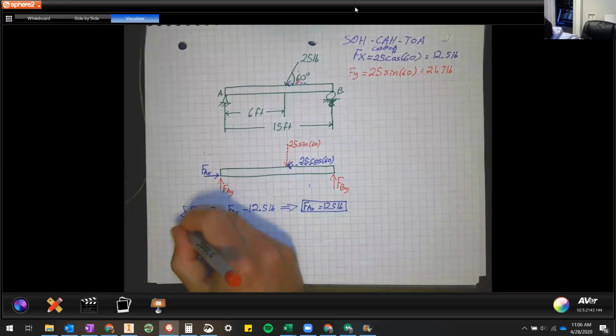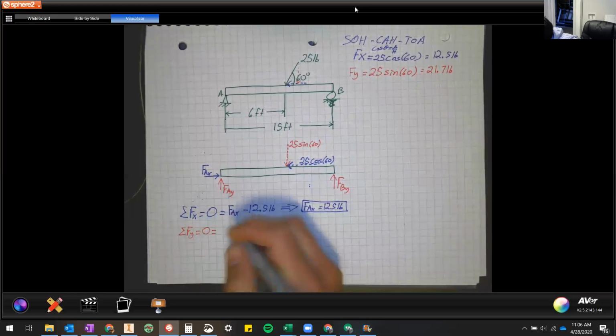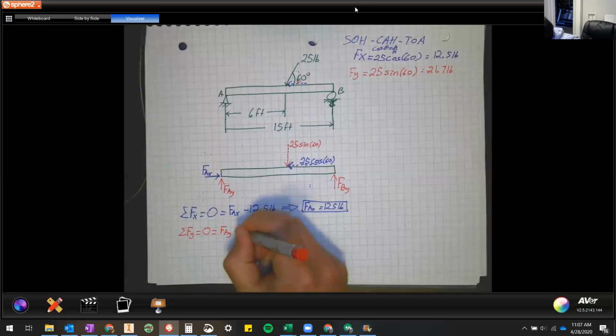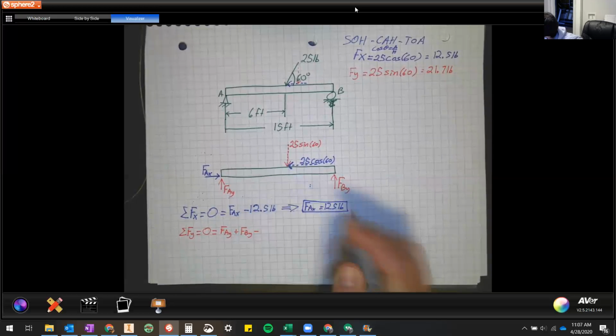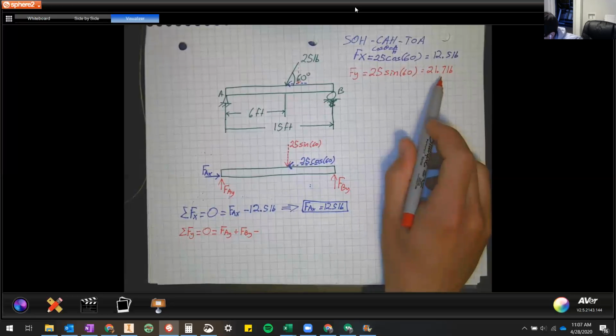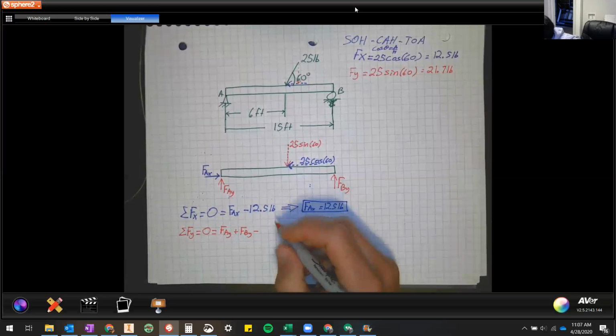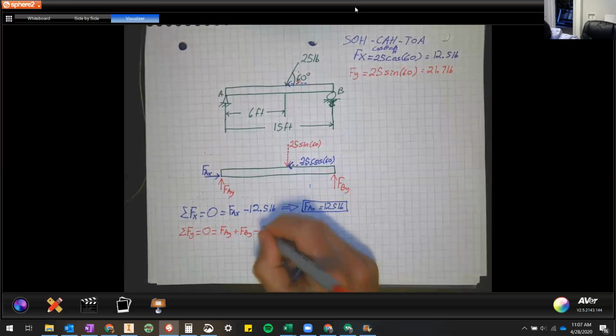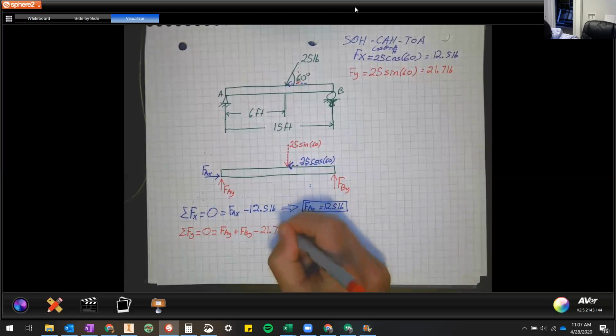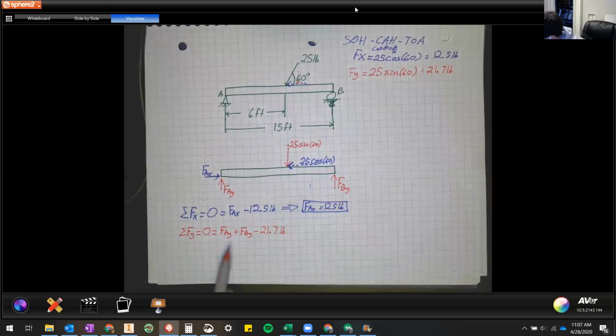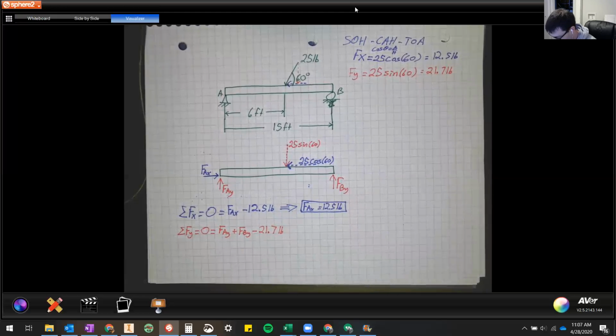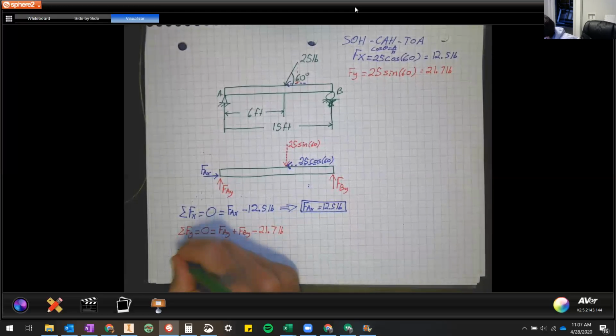The sum of my forces in the y direction is also equal to 0. And that's going to be FAY plus FBY minus 25 times the sine of 60, which is 21.7 pounds. I can't solve anything more with that. I have two unknowns, but I only have the one equation here. So I have to have one more equation. So I'm going to use my moments equation that we talked about before.